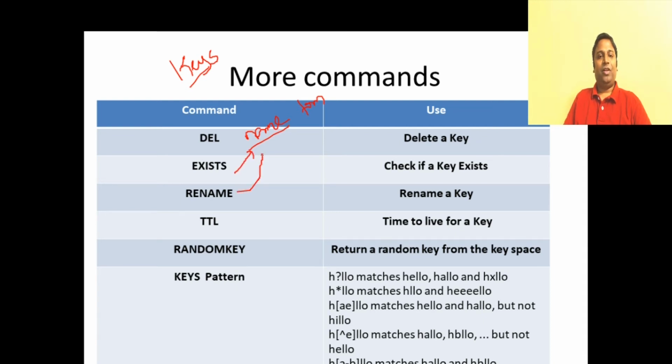Can we go and rename this key? This time to live is nothing but the time remaining for this key before it expires. We have already seen this demo of time to live with the setx command. Random key randomly retrieves one of the keys from the database and returns the value for that particular key.